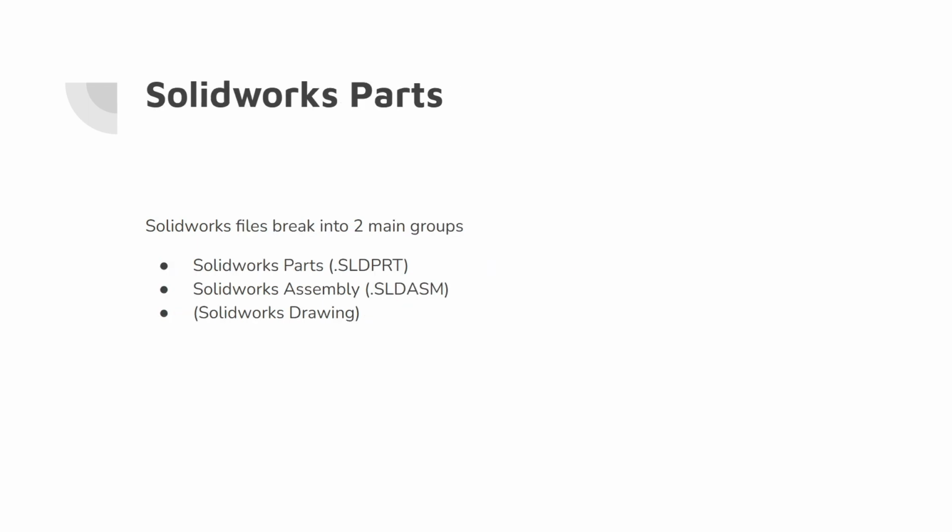So, CAD software. There's two main groups we're gonna be using: the part file and the assembly file. We're probably not gonna use the drawing file, but you should know that it exists.